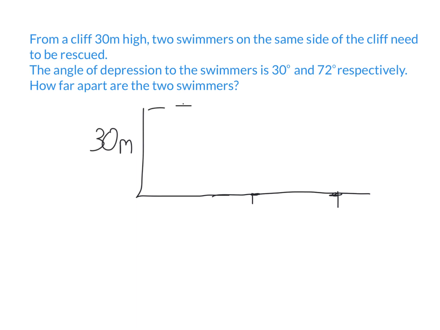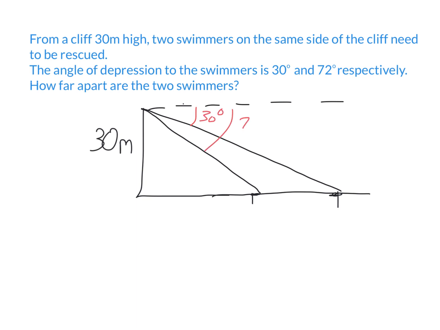So remember, the angle of depression is always the angle made with the horizontal. So we're going to draw a line out here to the first swimmer and a line out here to the second swimmer. So the angle of depression is this angle here. Obviously this angle here is smaller, so this will be the 30 degree angle and this will be the 72 degree angle. So we're going to assume that the cliff is at right angles to the ocean.